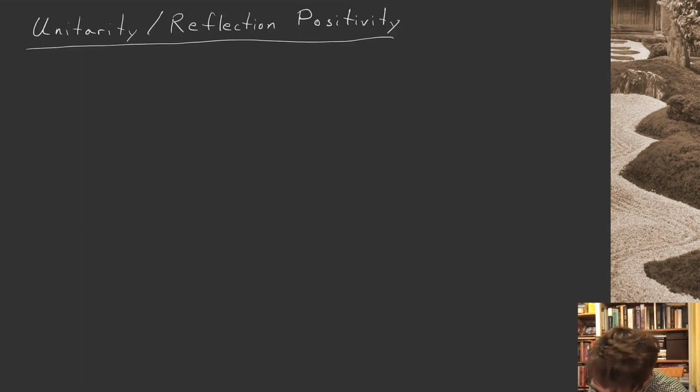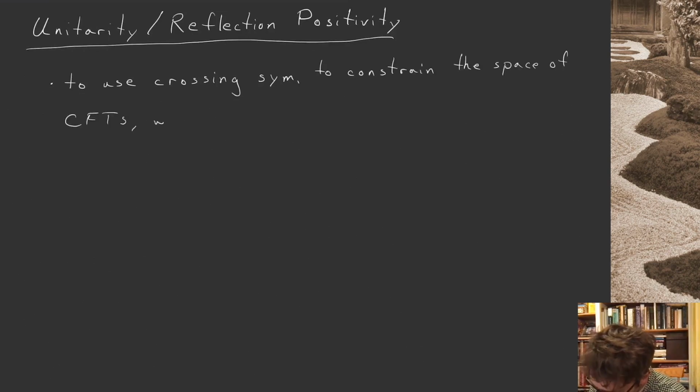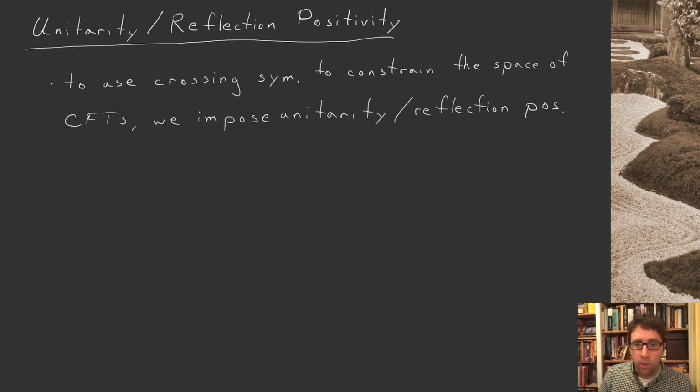The idea here is I want to use crossing symmetry in the 4-point function to constrain the space of conformal field theories. This is the notion of the conformal bootstrap. To do this effectively, I'm also going to need to impose an additional constraint on the CFT, that of unitarity or reflection positivity. These constraints give us a number of conditions on the operator spectrum and also the 3-point functions.